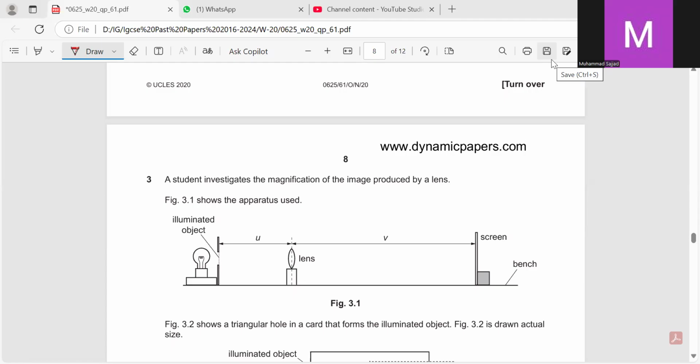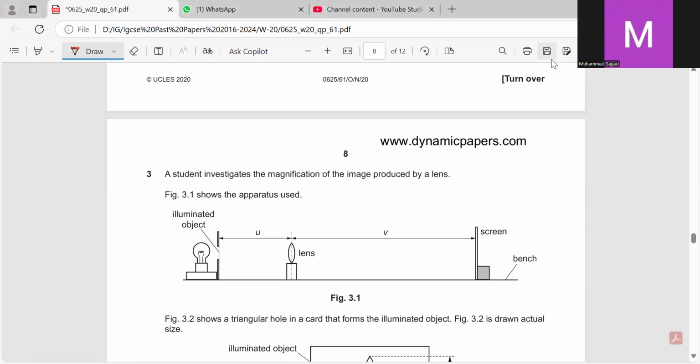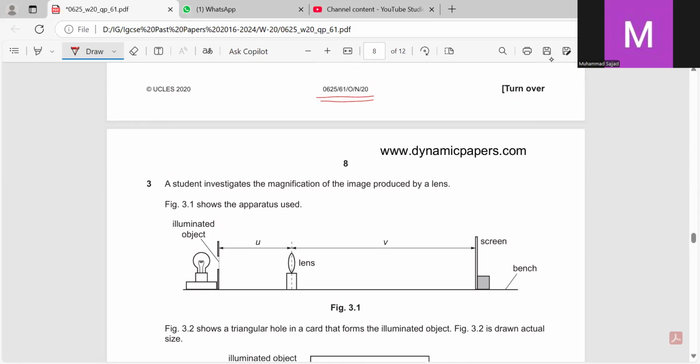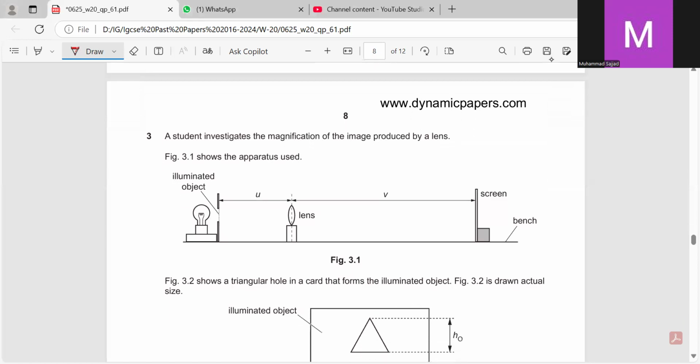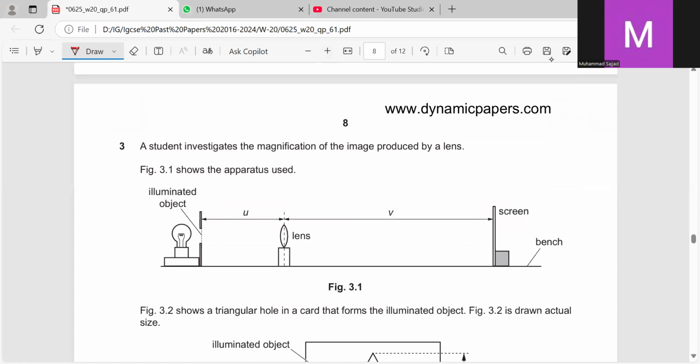Right now, in the second half of this October-November 2020, paper 6, variant 1, we are starting the questions linked with the physics of waves and, in the end, some electricity and magnetism questions. So let's start with question number 3 of October-November 2020, paper 6, variant 1. This is basically the alternative to practical exam.